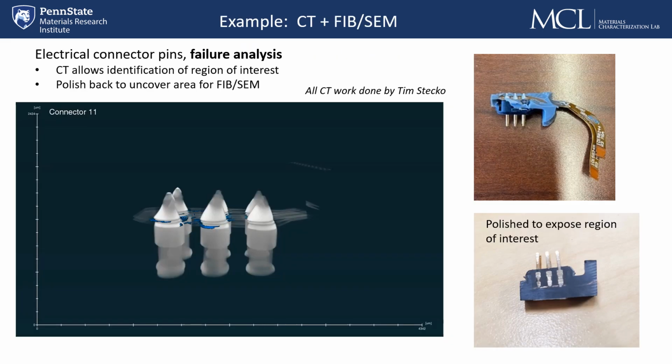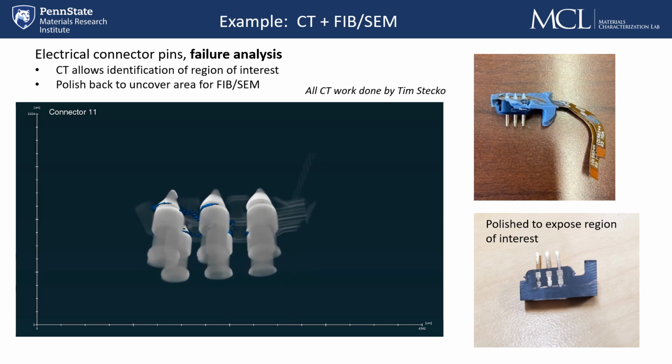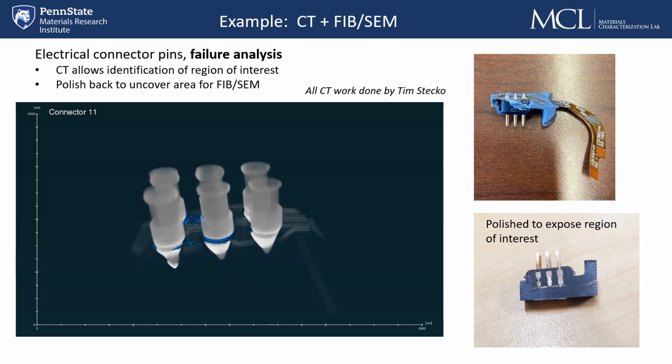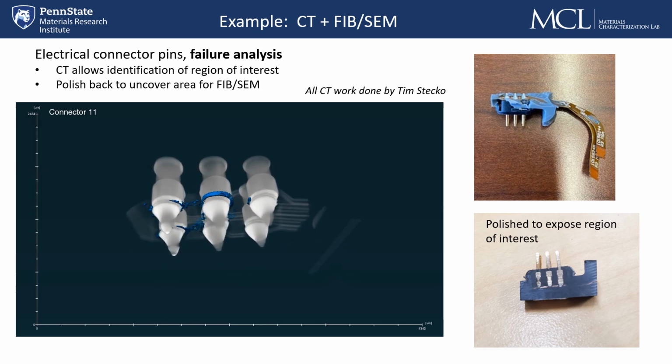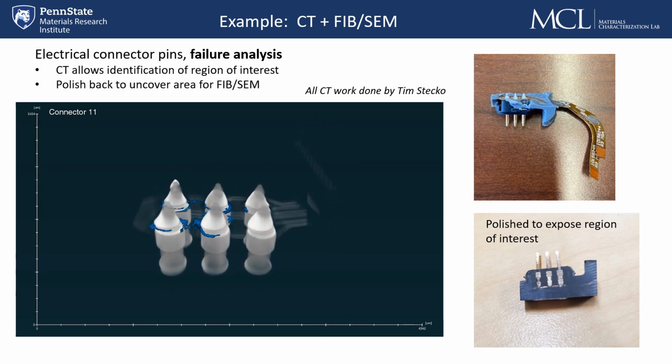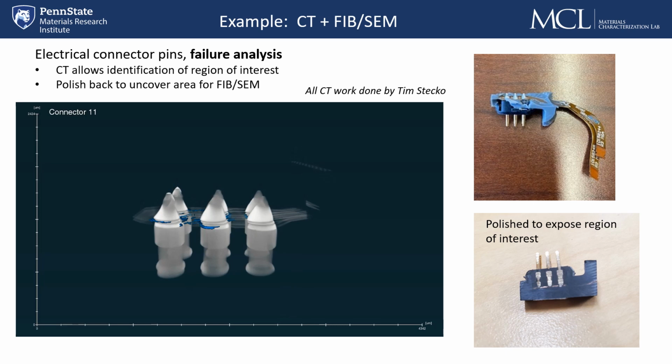So here's an example of something we did with X-ray CT. This was done by Tim Stecco at the EESL. And these are some electrical connector pins that failed. By doing the X-ray tomography, we can determine and pinpoint the location where the failure happened. So this is the part right here, these 6 electrical pins. Once he identified the region that didn't look right, then we can polish back that sample until we expose the region where we think the failure happened.